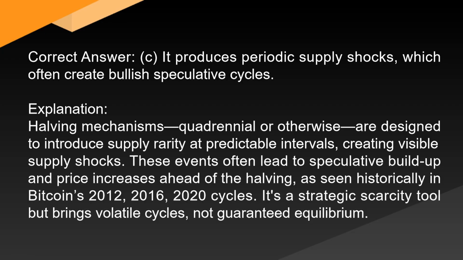Explanation. Halving mechanisms, quadrennial or otherwise, are designed to introduce supply rarity at predictable intervals, creating visible supply shocks. These events often lead to speculative buildup and price increases ahead of the halving, as seen historically in Bitcoin's 2012, 2016, 2020 cycles. It's a strategic scarcity tool but brings volatile cycles, not guaranteed equilibrium.